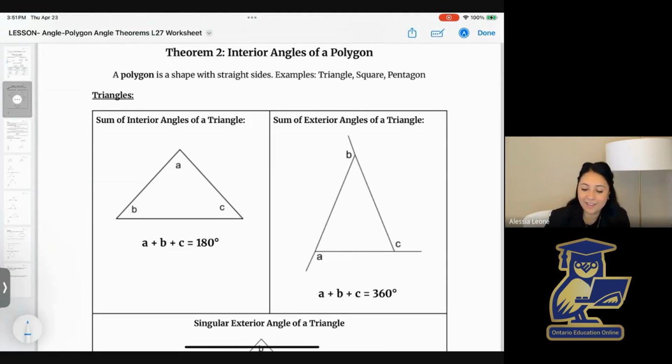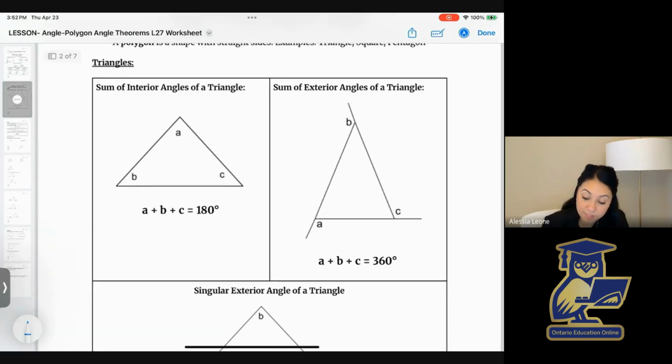Interior angles of a polygon. So what is a polygon? A polygon is a shape with straight sides. That's it. A polygon is a shape with straight sides. Examples listed there are triangle, square, pentagon. I'm sure you could think of many.